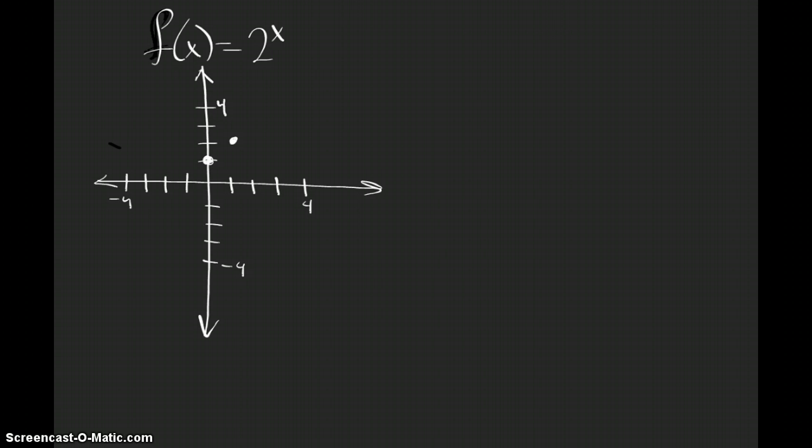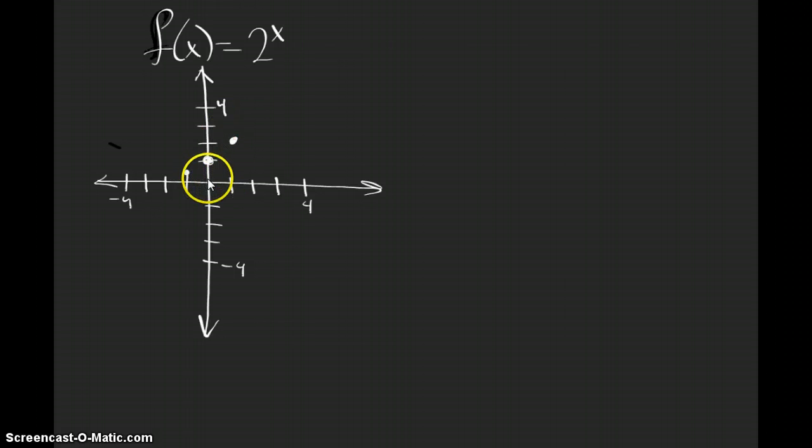I know that f of 0, if I take 0 and I put it in for x there, I would have 2 to the 0, and any constant positive number raised to the 0 power is just going to be 1, so I'd have the point (0, 1) right here. Also, if I put 1 into this function, I'd have 2 to the 1, well that's just 2, so I'd have the point (1, 2).